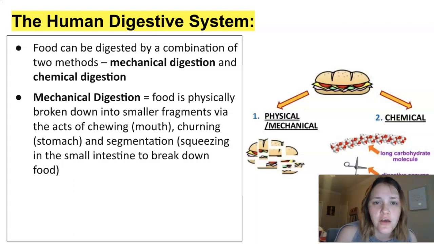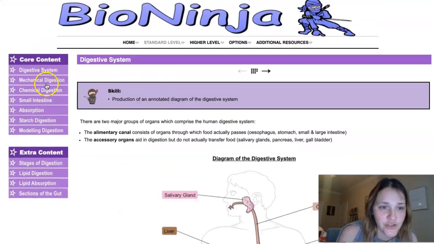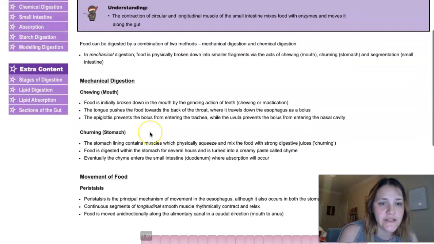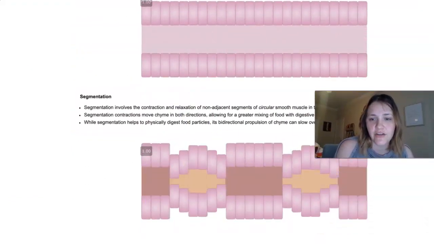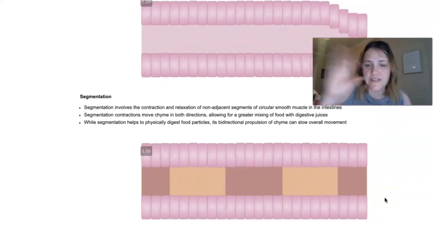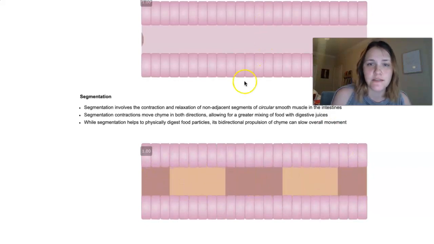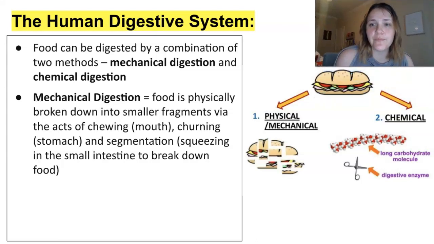And I have a good image of that from Bio Ninja, which you guys should totally be using. It's awesome. But here is a picture of that segmentation down here. So if you see, the small intestine is squeezing so that the food breaks into smaller blocks. Okay.